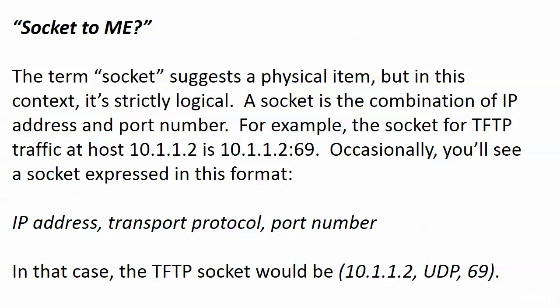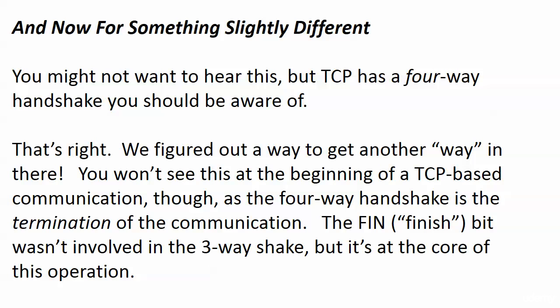10.1.1.2:69. Occasionally, you will see a socket expressed with 3 values: the IP address followed by the transport protocol followed by the port number. So in that case, the TFTP socket would be 10.1.1.2, UDP, 69. That's kind of an odd value, that last one, if you don't know what a socket is, but you do, so you'll know exactly how to read that the next time you see it.